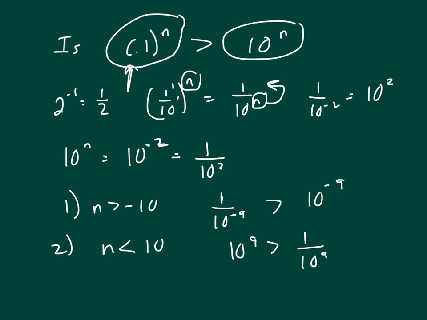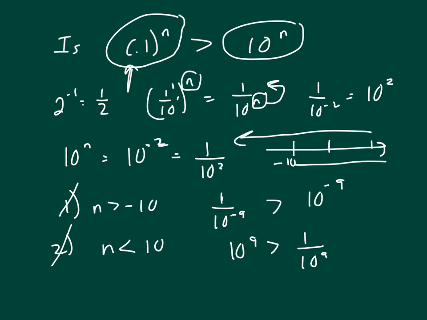So the answer is going to be, if you put them both together, clue 1 didn't work by itself, clue 2 didn't. N is greater than negative 10, n is less than 10. That's just covering all your numbers, and that still doesn't work for the same reasons we gave for clue 1 and clue 2. So your answer is going to be E, nothing works.